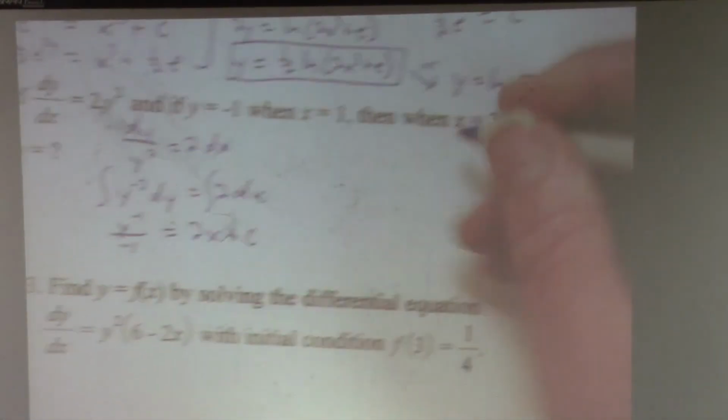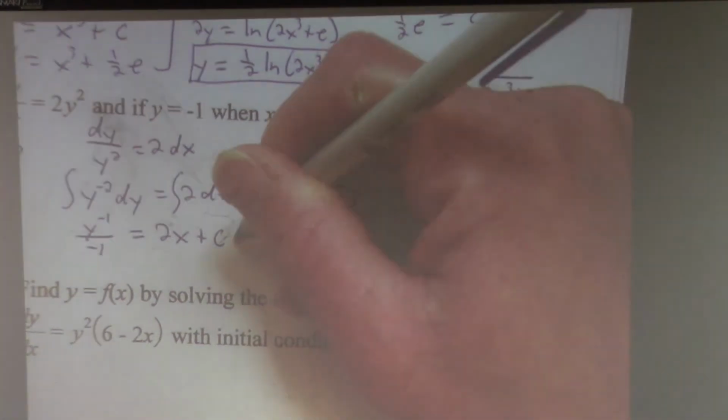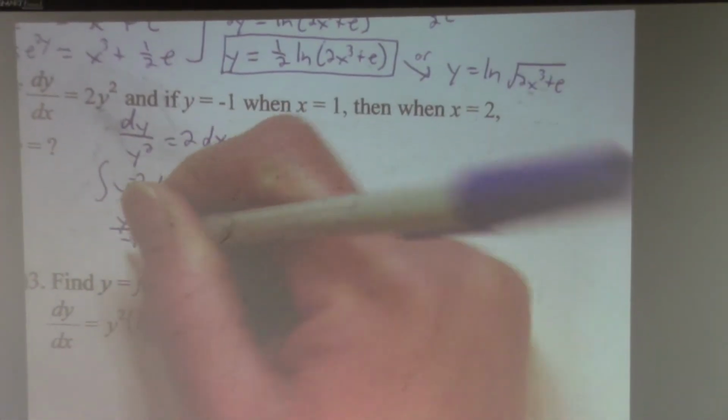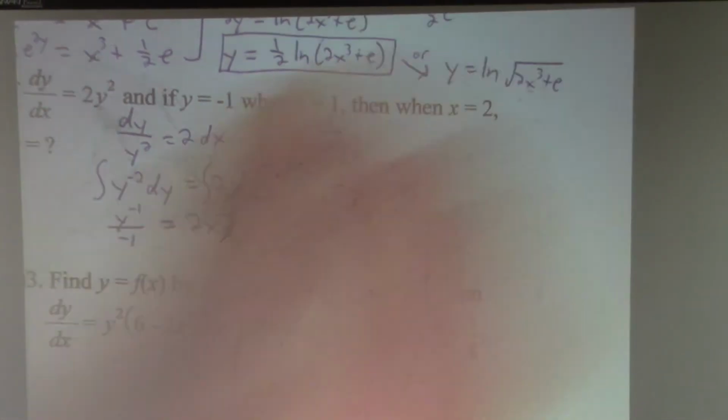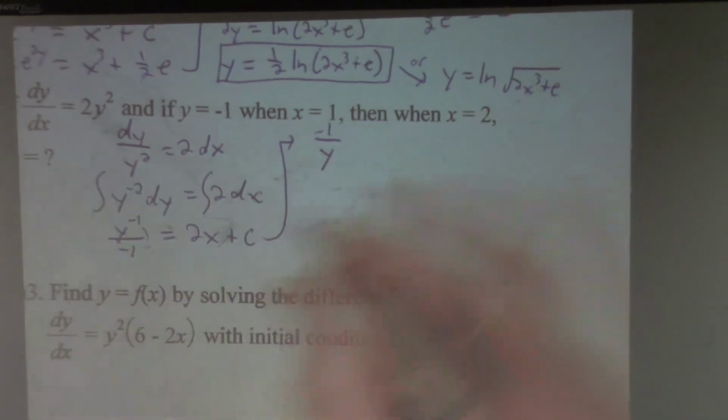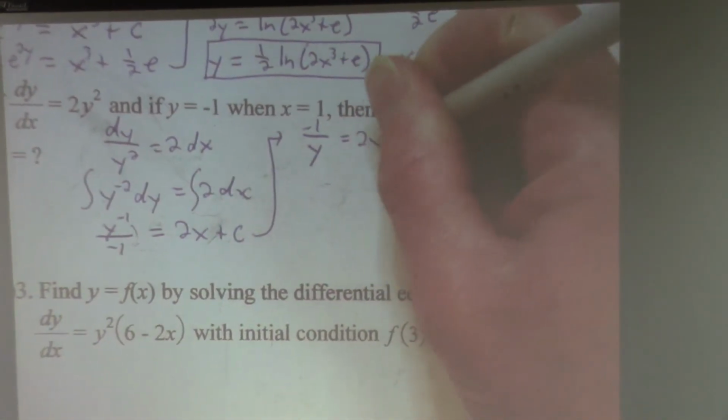Okay, well, now we're going to do some side work over here, but before we do that, let me go ahead and simplify this side a little bit. We know that y to the -1st over -1, we've done this a lot. It ends up becoming -1 over y when you move the y's back down. And so I have -1 over y equals 2x plus c.